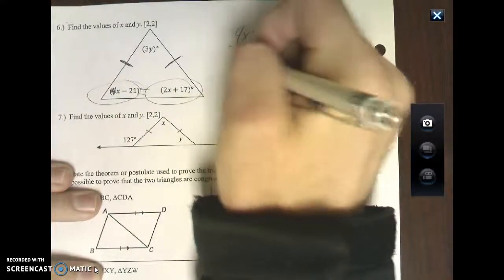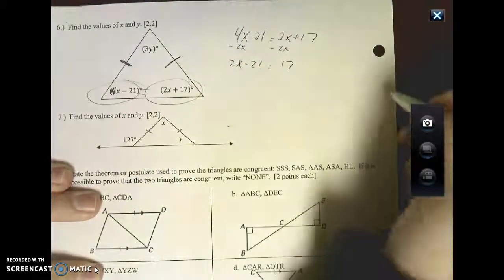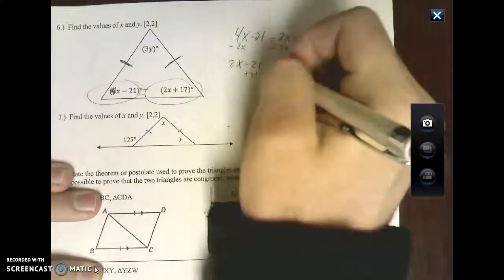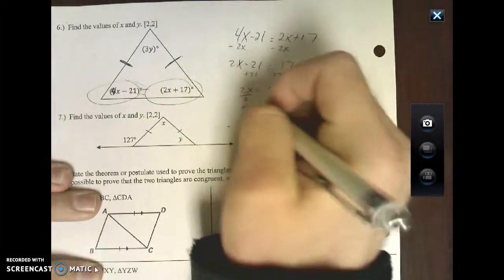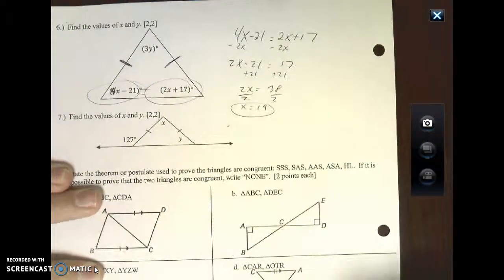Now, if I subtract 2x over, 2x minus 21 equals 17. I can add 21 over. 2x equals 38. Divide both sides by 2. X equals 19. Alright, sweet.